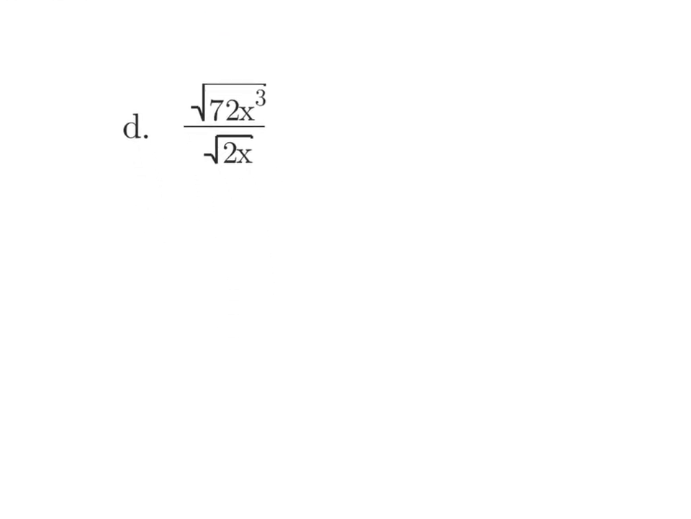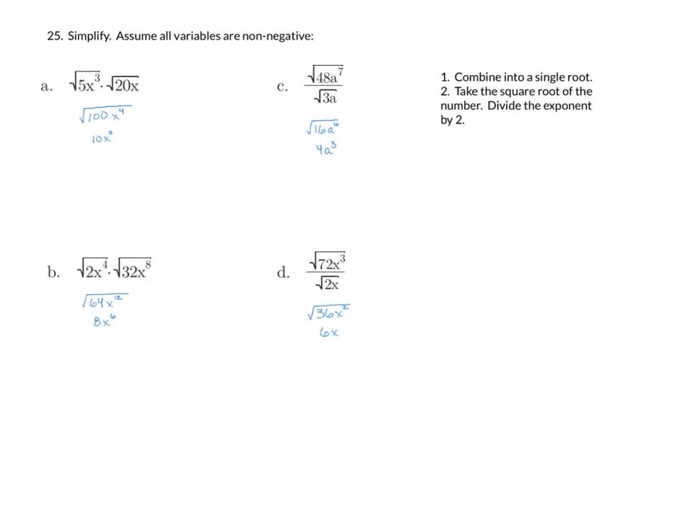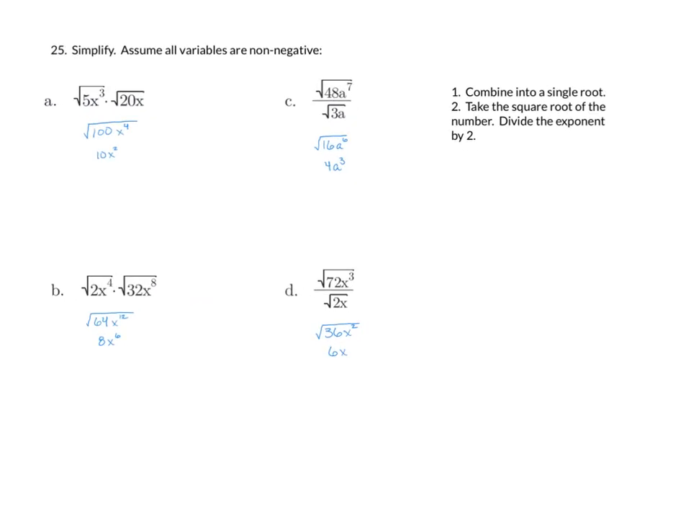Last one. If we combine into a single radical, we're going to divide our numbers. 72 divided by 2 is 36. If we subtract our exponents, we get 3 minus 1 is 2. All right, we take our square root. Square root of 36 is 6. And the square root of x squared is x. All right, that takes care of our simplifying square roots.